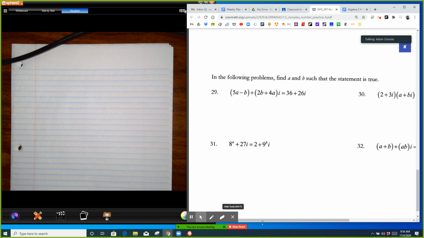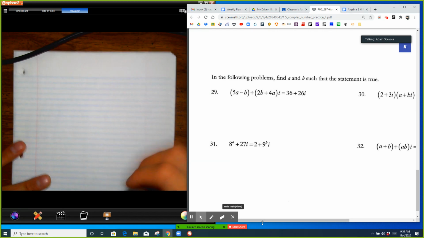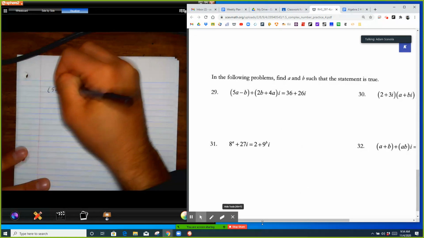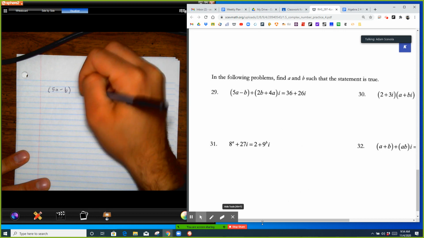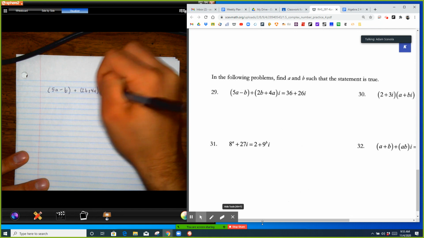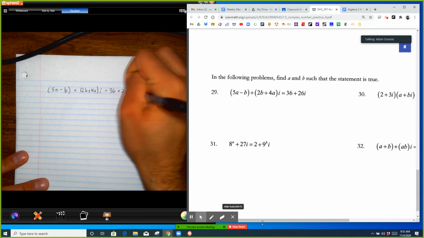All right, so in 29, we're trying to find A and B that makes the statement true. So before I talk more about it, let's write the question down. 5A minus B plus 2B plus 4A times I is equal to 36 plus 26I. All right, so how do we find A and B to make this true?